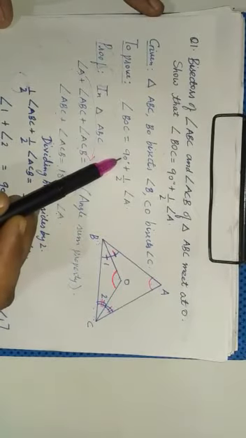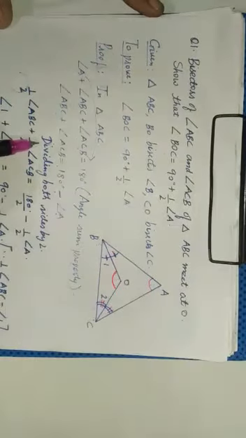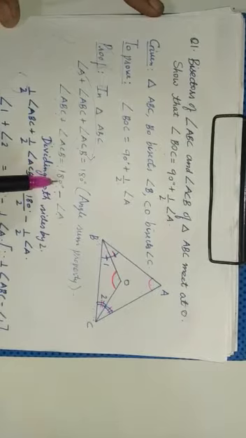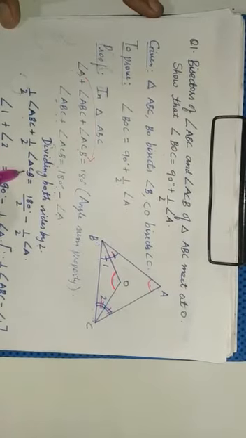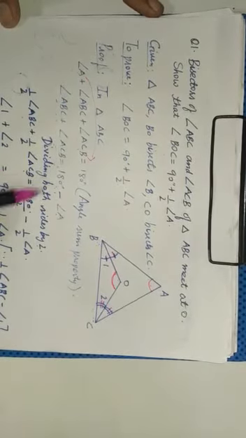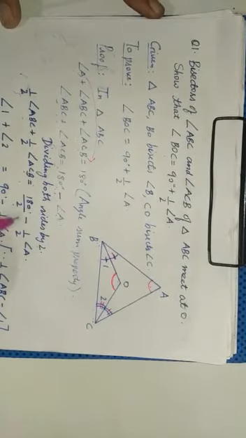Now since we need 90 degrees, we can see that if I divide 180 by 2, I will get 90. So I will divide both sides by 2. On dividing both sides by 2, what will you get? Half of angle ABC plus half of angle ACB equals 180 divided by 2 minus half of angle A.